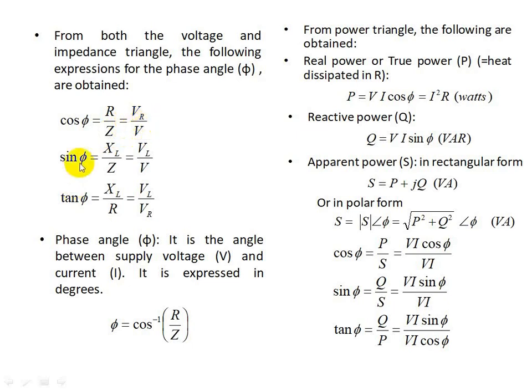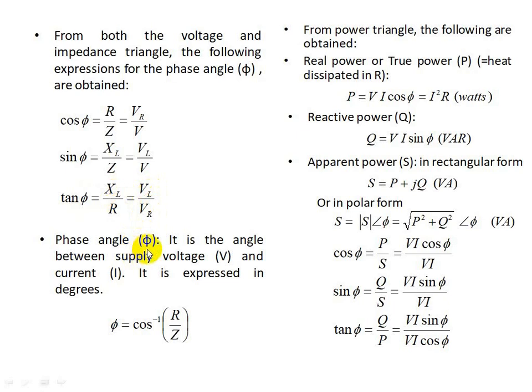Similarly sin phi from the impedance triangle we can write as opposite side by hypotenuse, that is XL by Z. From the voltage triangle we can write it as VL by V. Tan phi is opposite side by adjacent side, XL by R. From the voltage triangle, VL by VR.